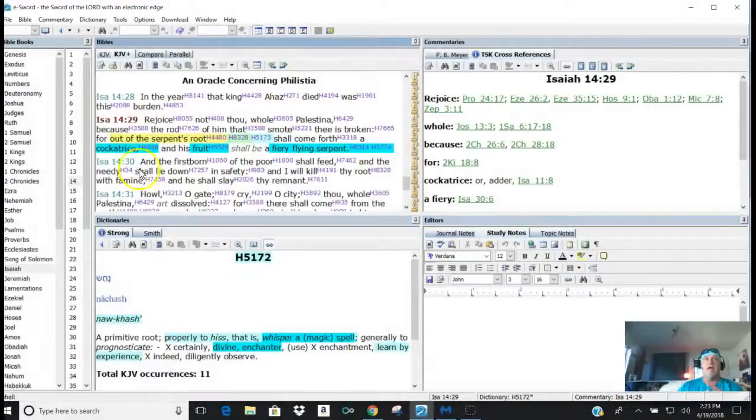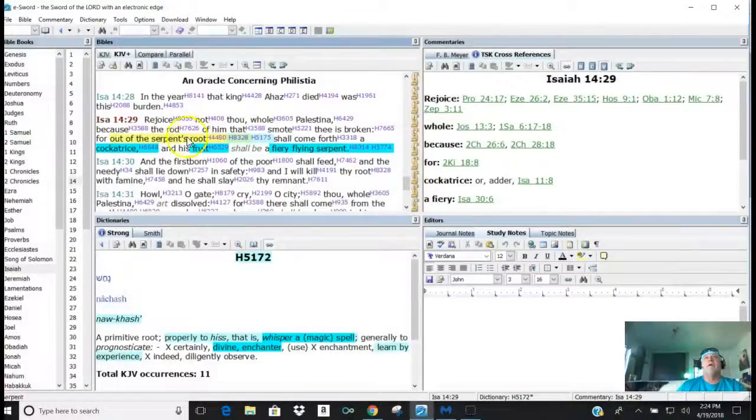It says right here in the fall of Lucifer, rejoice not thou whole of Philistia. You know who a Philistine was? Goliath. Goliath was a Philistine. Remember, David said, "Who is this uncircumcised Philistine that he should challenge the armies of the living God?" And David had the chutzpah to step up and take on Goliath. Philistines.